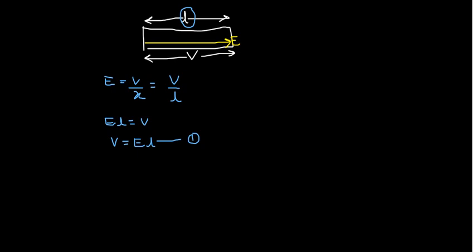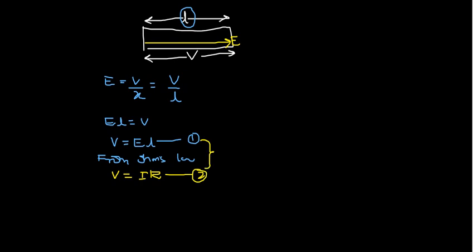Now, from Ohm's law, we know it. What is Ohm's law equation? That is V is equal to IR. V is equal to I into R. Therefore, I'll take this equation as 2. Now compare equation 1 and 2.